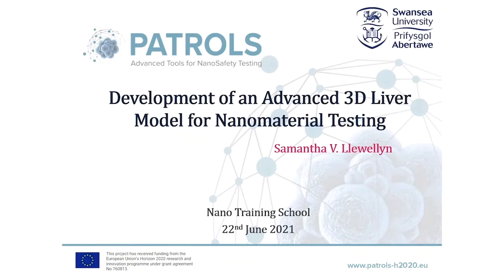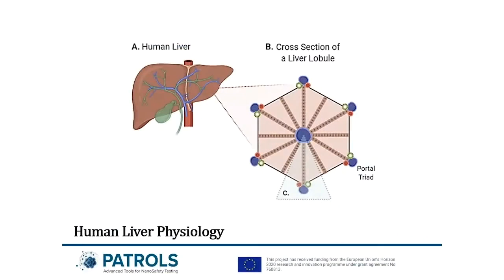Today I will give you an insight into the development of an advanced in vitro 3D liver model for nanomaterial testing. As a bit of an overview, the liver is the detoxification centre of the human body and the main site of secondary nanomaterial deposition following either primary route of exposure, so ingestion, inhalation, injection and dermal penetration. Yet less than 1% of the inhaled nanomaterial dose actually makes it to the liver.